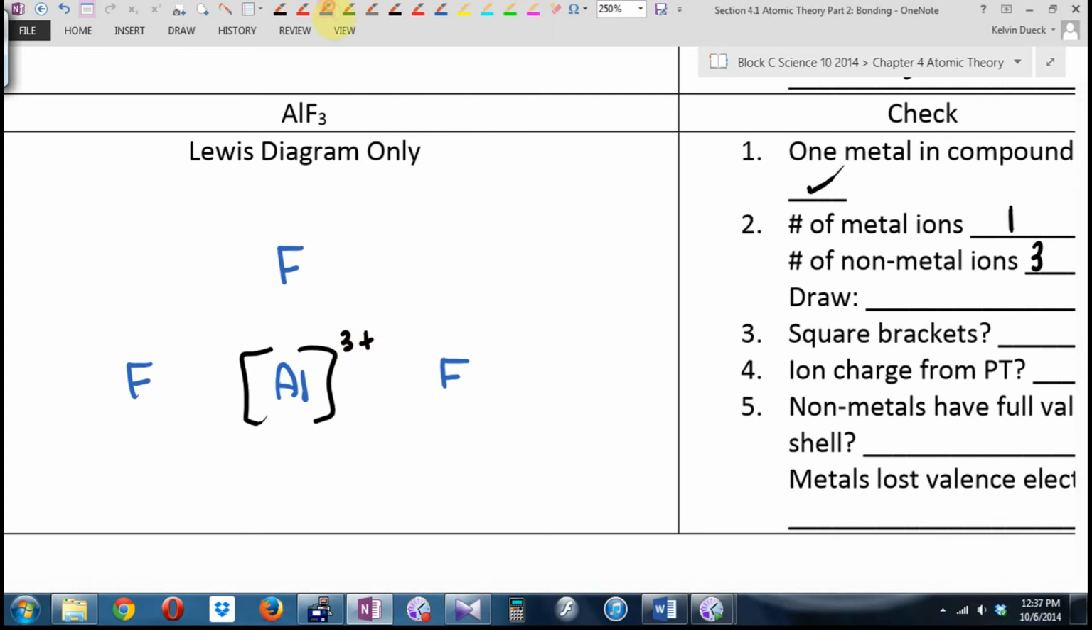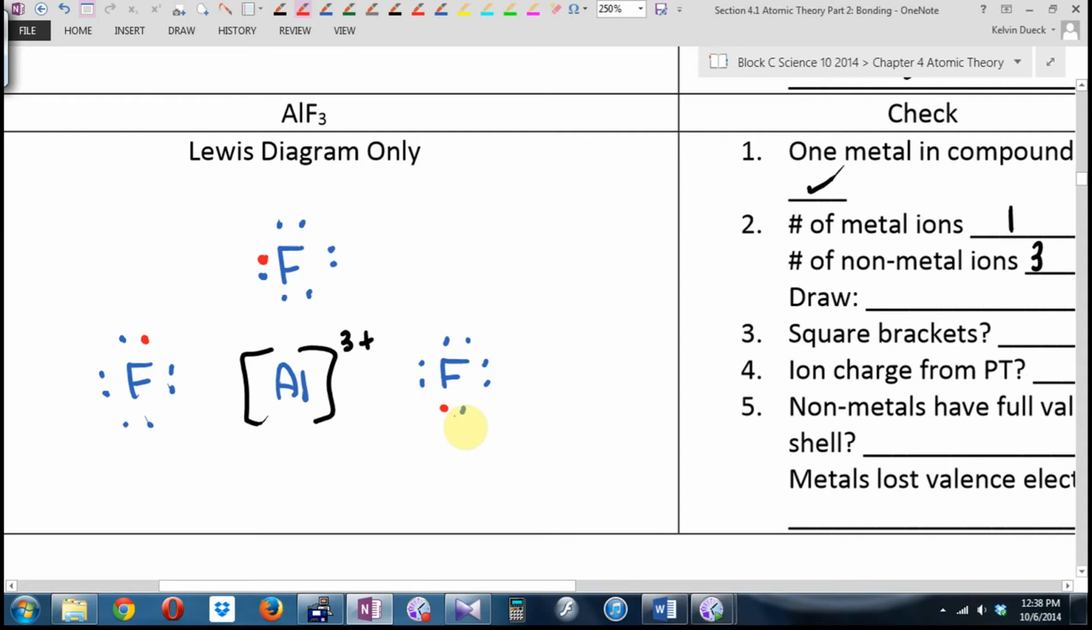Normally, each of these fluorides would have 7 electrons. 1, 2, 3, 4, 5, 6, 7. But each of them has picked up 1 extra electron from aluminum, giving them the full outer shell of 8.